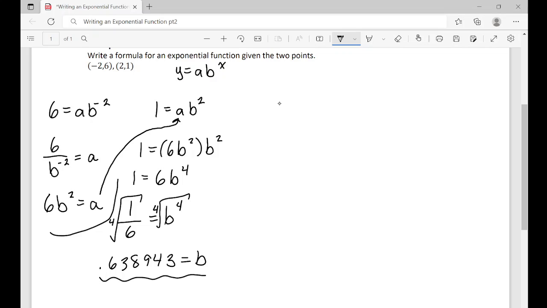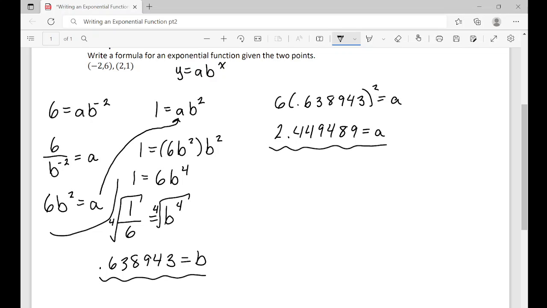So I'm going to get 6 times 0.638943 squared equals a. Now again, what is all this? Haven't a clue. You can do it by hand, but that's just going to take an awful long time. So just throw this into a calculator and see what you come up with. And what you should come up with, rounded to 6 decimal places again, should be 2.449489. So that is your a value.